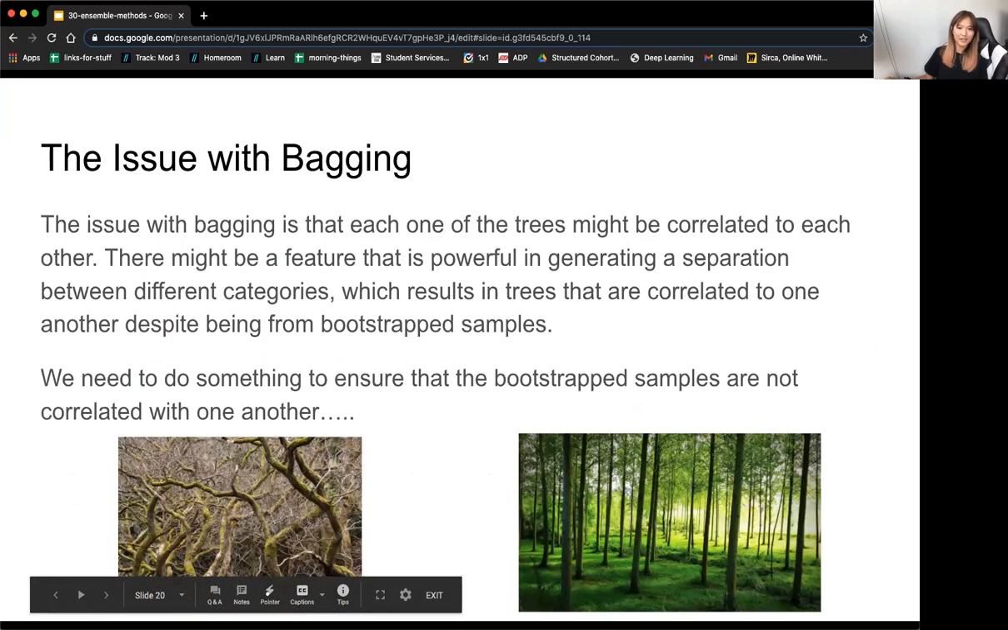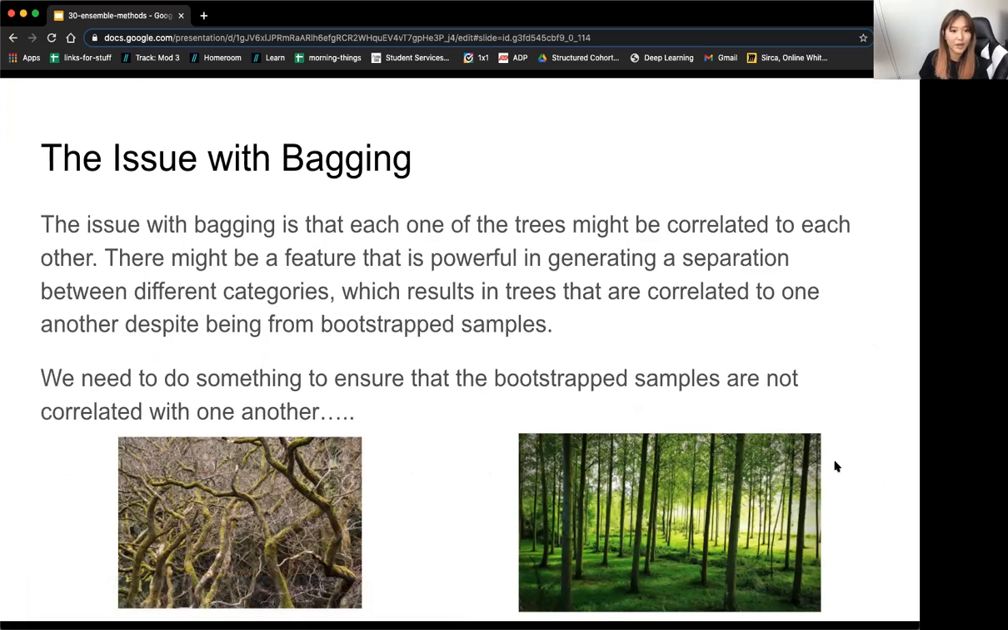All right, so the issue with bagging. Bagging does combat the overfitting problem of decision trees pretty well. The issue is that trees might be correlated with each other, which leaves some trees kind of redundant. There might be a feature that's very powerful in generating a separation boundary between different categories, which results in trees that are correlated to one another despite being built from bootstrap samples. Let's say you have one feature with a very clear decision boundary. No matter how you bootstrap your data set, that feature will always be there, and maybe the first 2 splits in your trees are exactly the same. Then what's the point of all this bootstrapping and aggregating when all your trees end up looking very similar? That is the issue with bagging.